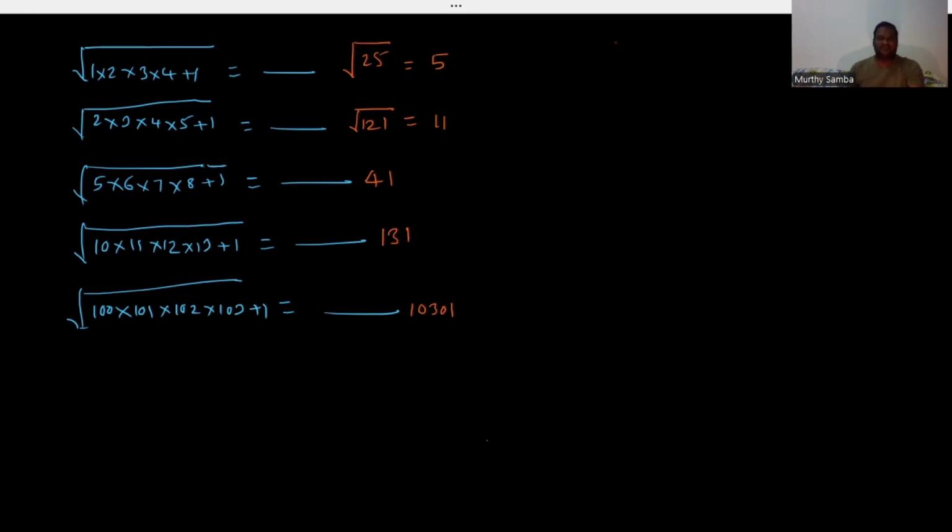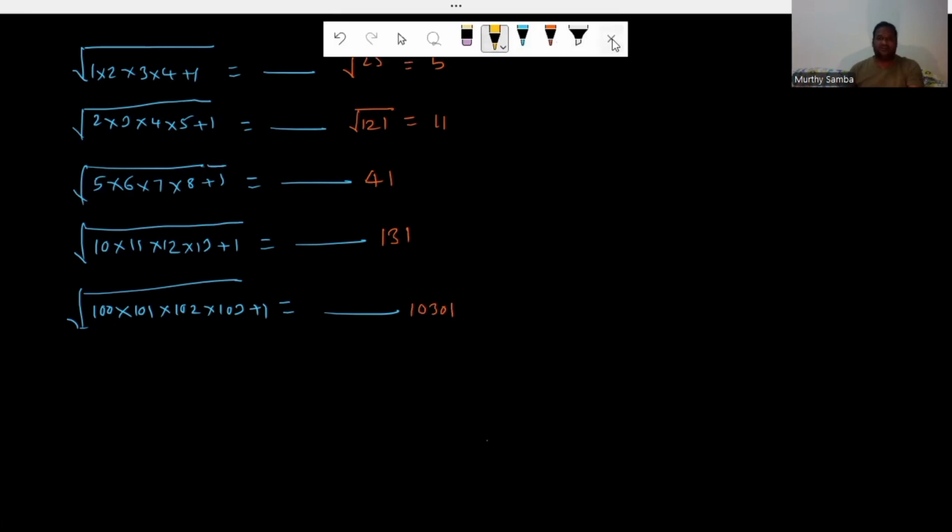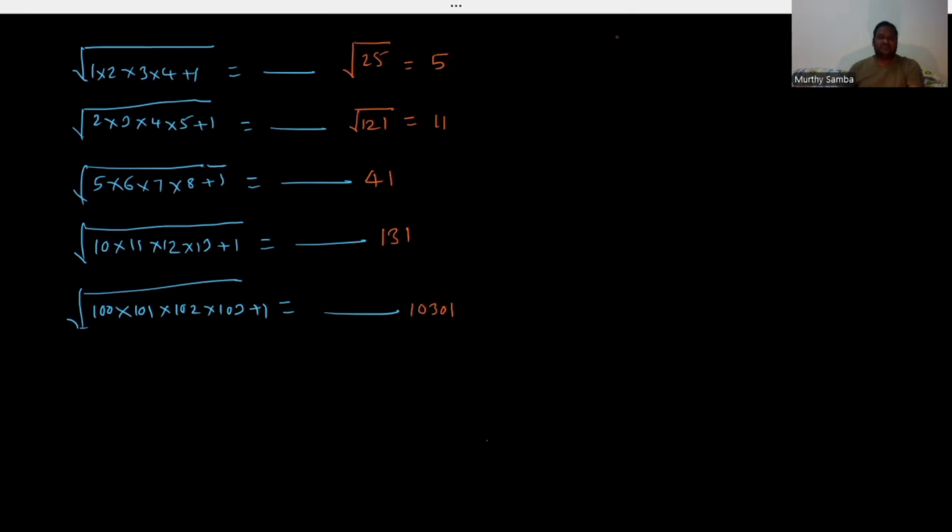And before we identify the logic, first of all, you observe what kind of numbers we are finding the square root of. See here, 1 times 2 times 3 times 4, 2, 3, 4, 5, 5, 6, 7, 8, 10, 11, 12, 13. These are all four consecutive numbers, right? So we are actually finding the product of four consecutive numbers, n into n plus 1 into n plus 2 into n plus 3. And after finding the product and adding 1, we realized that the product of four consecutive numbers added by 1 is a square number.